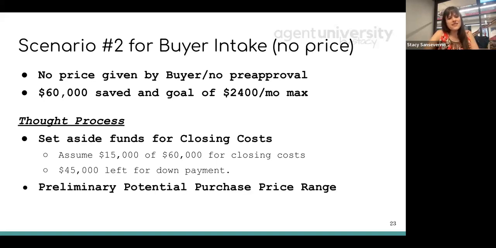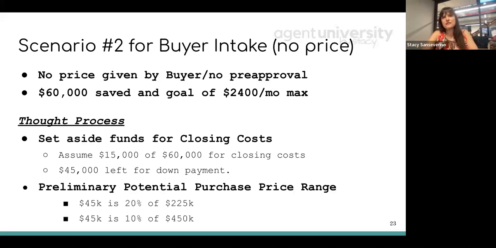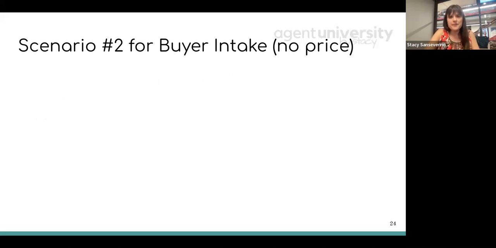My brain just says, well, what's that 10% of? And what's that 20% of? 225 and 450. That's a huge range. That's just something that comes to my mind. It's not going to necessarily impact what we do here. It's just a gauge. So then I want to think about the monthly payment.